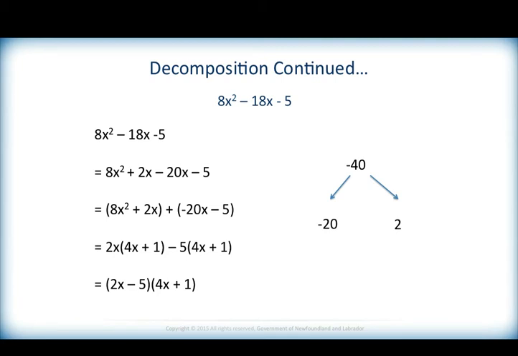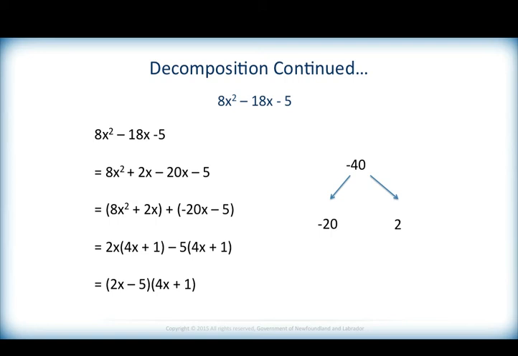So you're going to leave your ax squared term the same, so you write down 8x squared, but you're going to start off with your highest factor, so you're going to start off with your 2x. Then you're going to write negative 20x and leave the constant term the same of negative 5. You're going to group two terms together, so you're going to group the 8x squared plus 2x, and then you're going to group the negative 20x subtract 5.